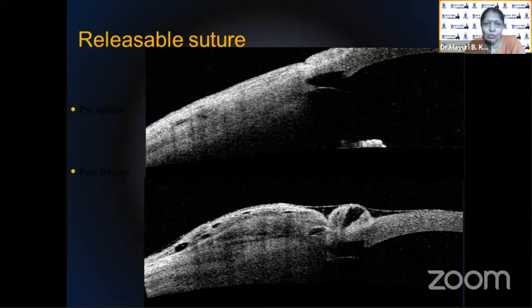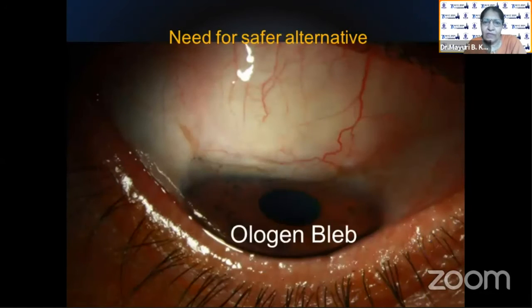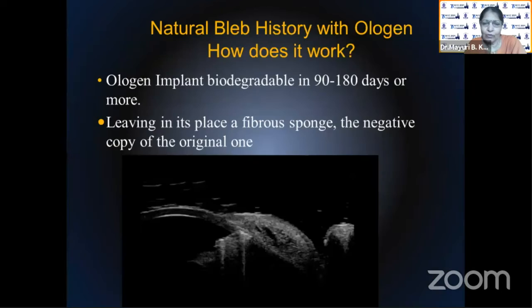With the releasable suture before removal, you can see the homogeneous bleb wall here, hardly any aqueous pockets. Immediately after releasing the suture, you can see the subconjunctival separation as well as microcystic areas. And that makes the patient successful for the long term. So these are some of the dreaded complications of mitomycin use. And these are the patients where we need a safer option. So nowadays, a lot of people are, and I am also, using the Ologen bleb.